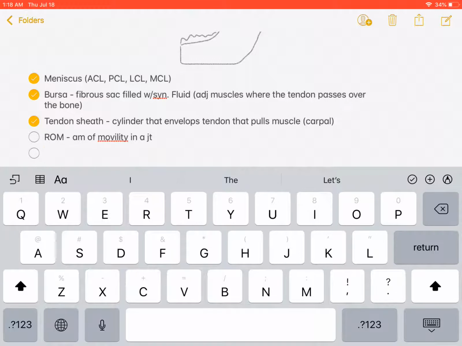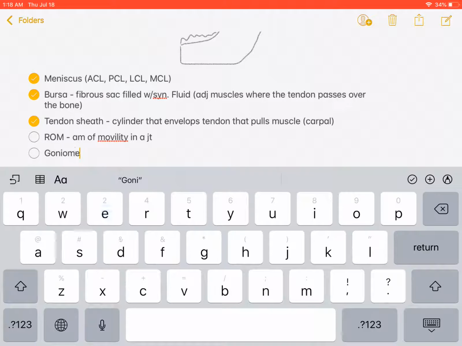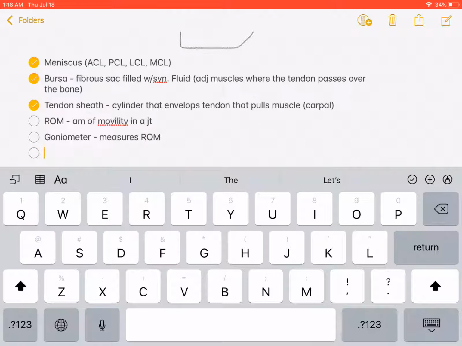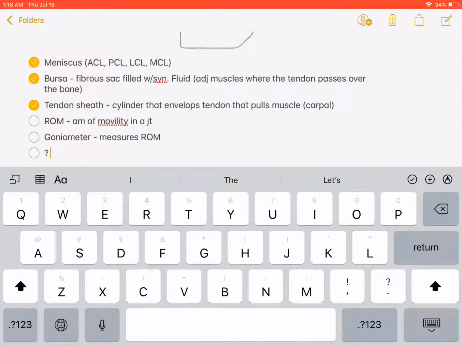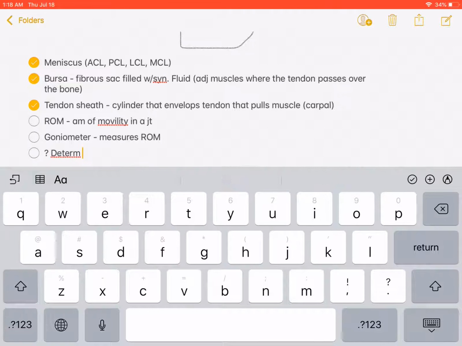We're going to go over what a goniometer is. Well, we already know. This is so easy. A goniometer measures range of motion. It's a tool. What determines range of motion?